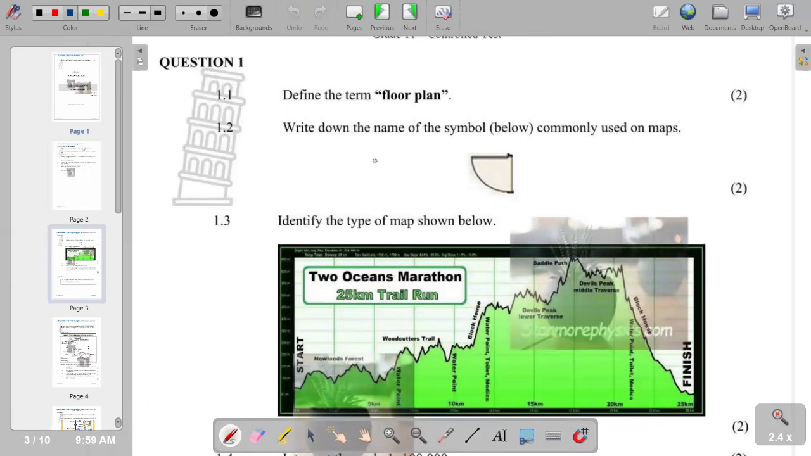So going to our first question, that is question one. It reads: define the term a floor plan. And our question is worth 2 marks.